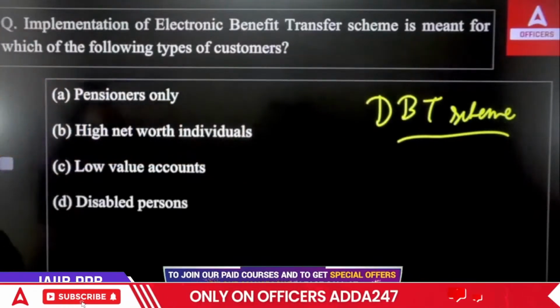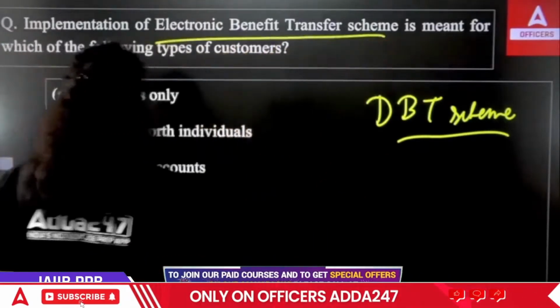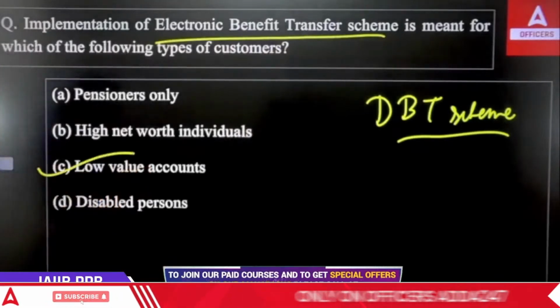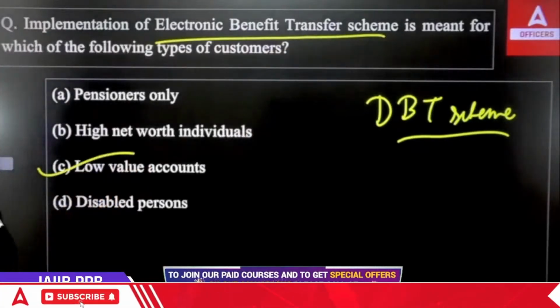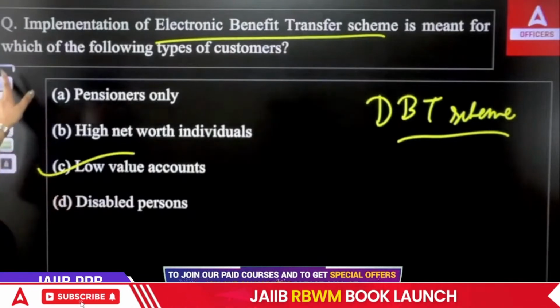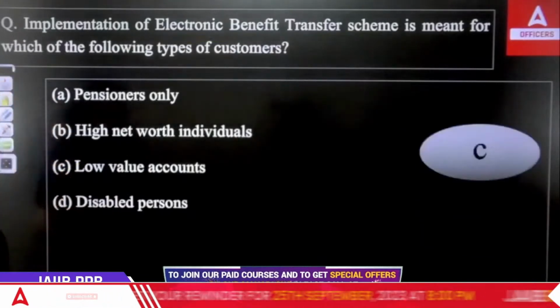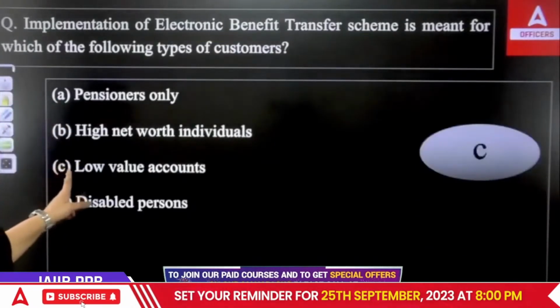Okay, now similarly, the electronic benefit transfer scheme was introduced. It was introduced for what? For low value accounts. Low value account electronic benefit transfer scheme. So simply, the answer will be option C.